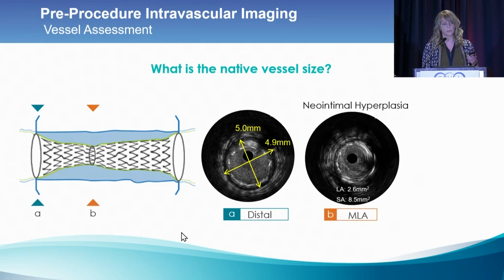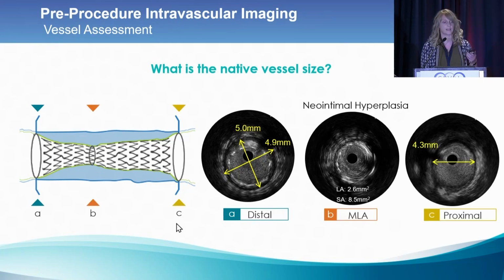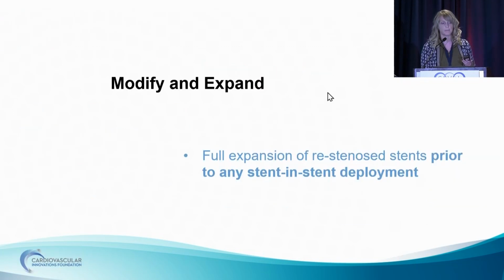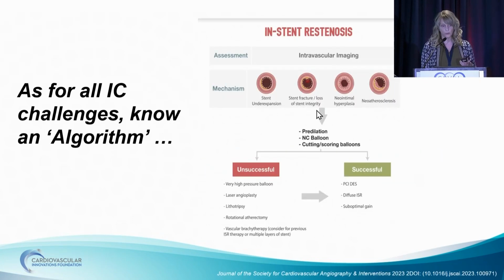Next, once you understand the process, you have to size your vessel. And again, imaging is going to be key for this because you want to choose what size balloons and intervention tools you're going to use, and ultimately what's the appropriate stent if you're going to put another stent in this patient. So once you've got all that information, you're ready to modify and expand any old stents.